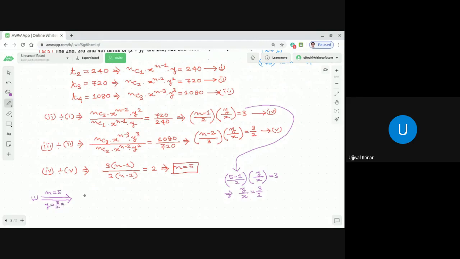It looks like a chemical equation, but consider this thing. Then what you are going to get, I'm taking from here. Got it, dear students? Yes. So nC1, that means 5C1, into x to the power n minus 1, that means x to the power 5 minus 1, that is x to the power 4, into y. What is y? 3 by 2 into x. That is equal to 240.